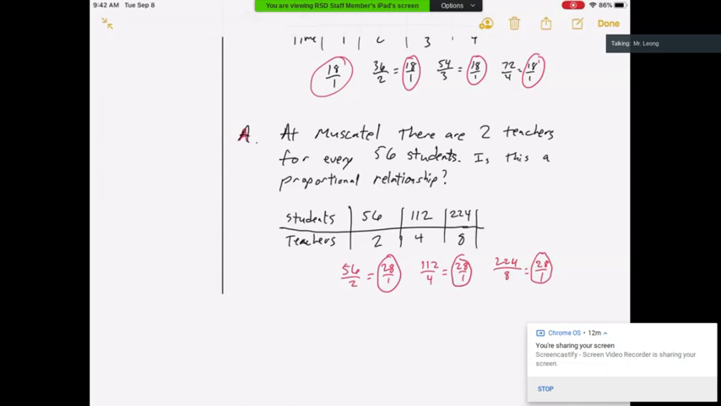So the question is, is this a proportional relationship? The answer is yes. Yes, I'm excited. Yes. Right? Because all the ratios are the same.